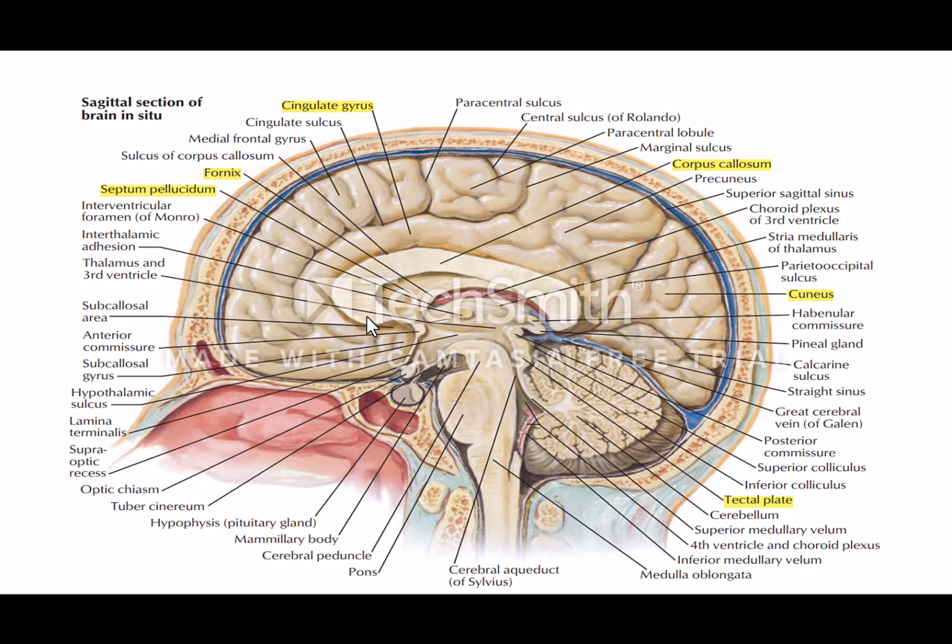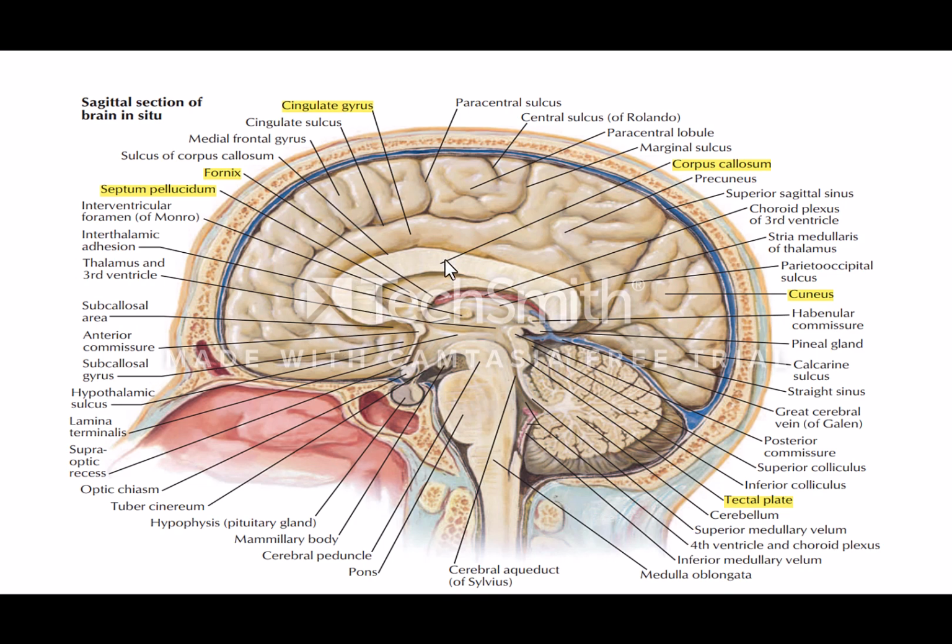Of importance, note the cingulate gyrus, the cingulate sulcus, the medial frontal gyrus. Note the corpus callosum, note the fornix, the septum pellucidum, note your calcarine sulcus where your visual area is, and note that this convolution of cortex in the occipital lobe is called the cuneus. You might not necessarily pay attention to everything.